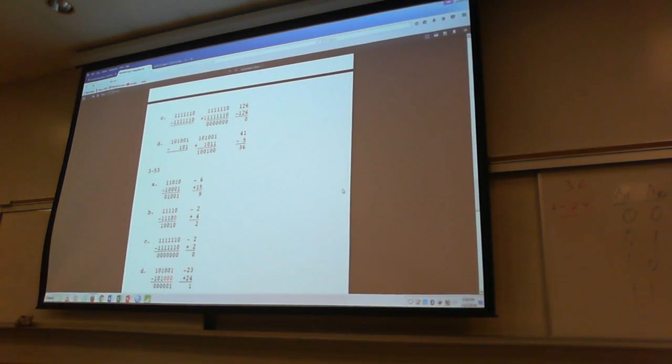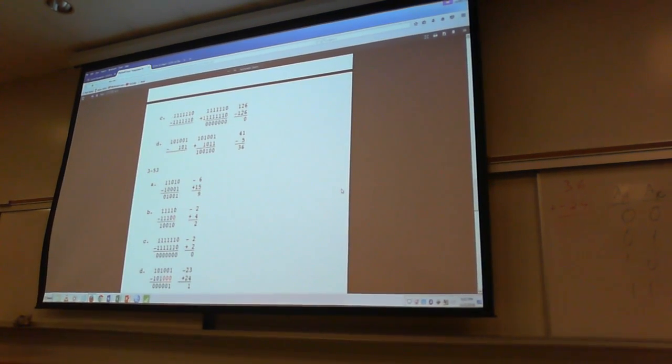Correct. In one's complement, I have two representations of 0. I have a positive and a negative representation of 0. In two's complement, I don't. I have just one representation for 0, which enables me to do what? What's the advantage of not having to use two different representations of 0?